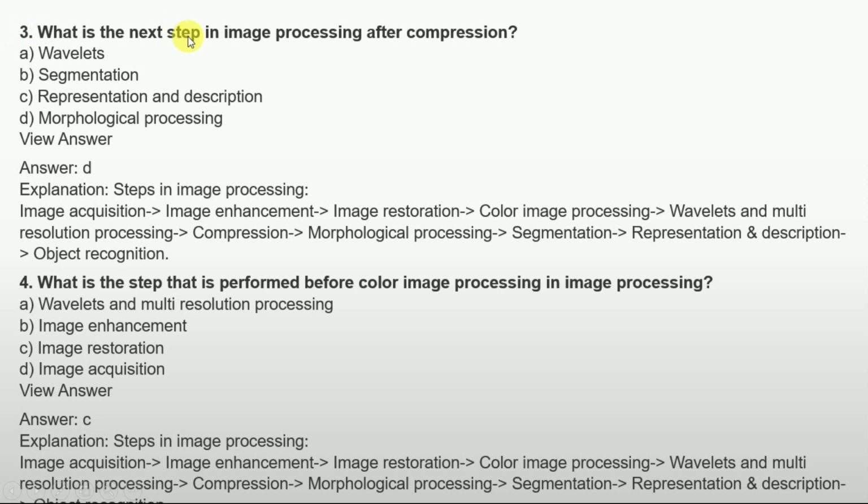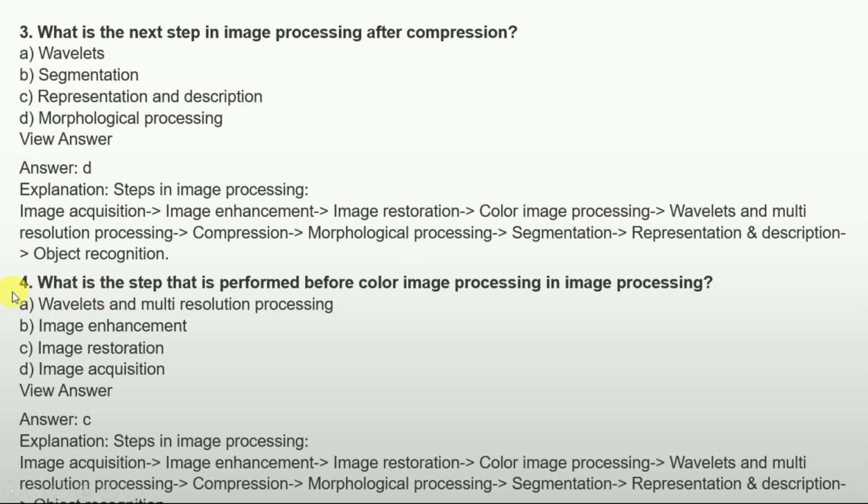Next question is, what is the next step in image processing after compression? Options are wavelets, segmentation, representation and description, and morphological processing. The answer is morphological processing, because the steps in image processing are firstly image acquisition, then image enhancement, image restoration, wavelets and multi-resolution processing, then compression, after that morphological processing, and then segmentation. So the answer is very much clear.